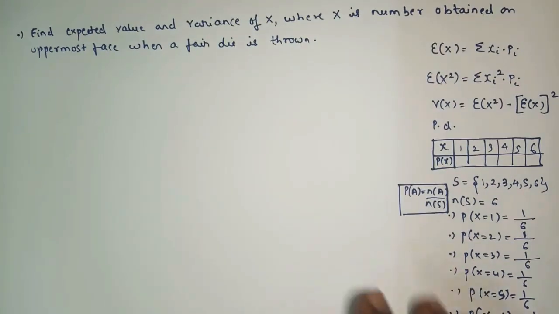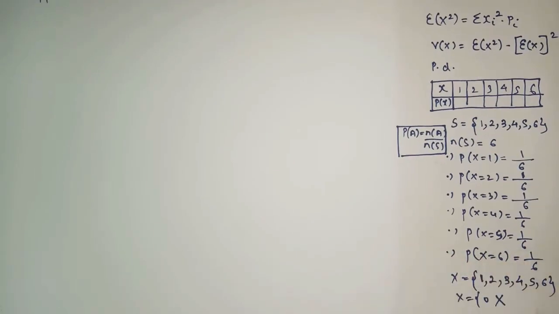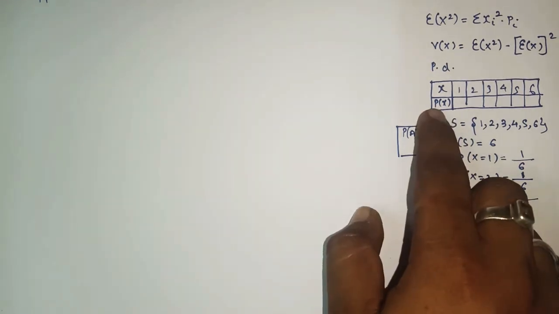So first we'll find the value of x. The range of the x for this sum will be what? 1, 2, 3, 4, 5, 6. Understood? Now we have to find the probability.